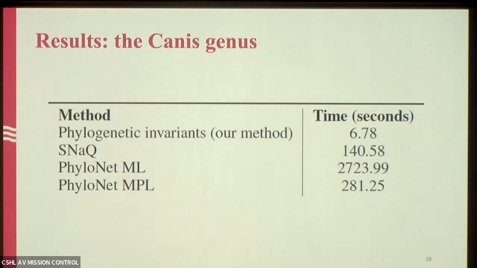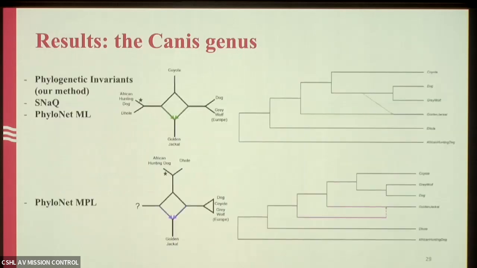We also want to know if our method is able to select the correct network. It turns out that our method finds the correct network that is also shown in the original paper, and it is also the same network as SNAC and PhyloNet with maximum likelihood. But PhyloNet maximum pseudo likelihood actually selected a different type of network here.